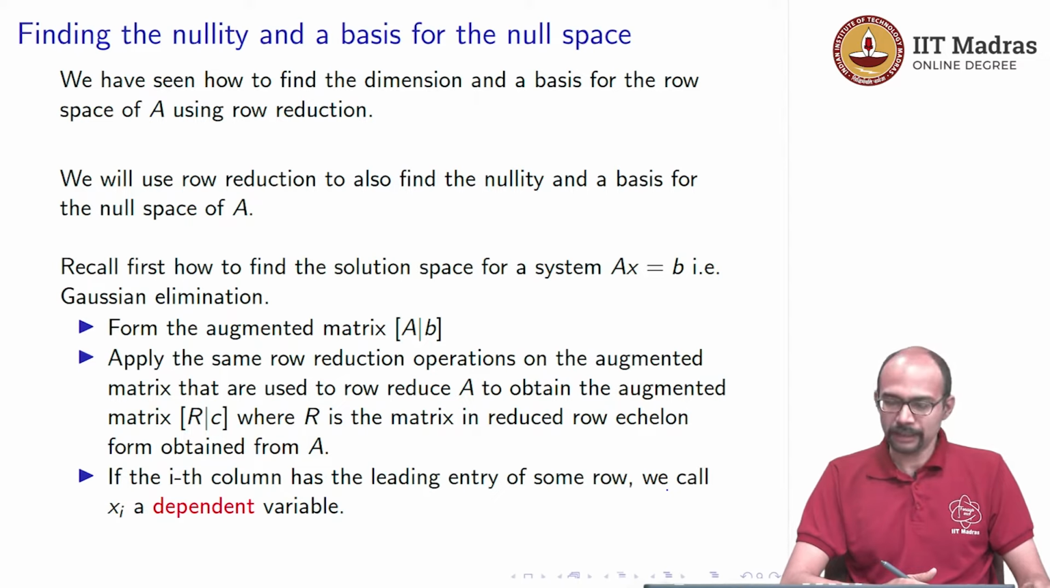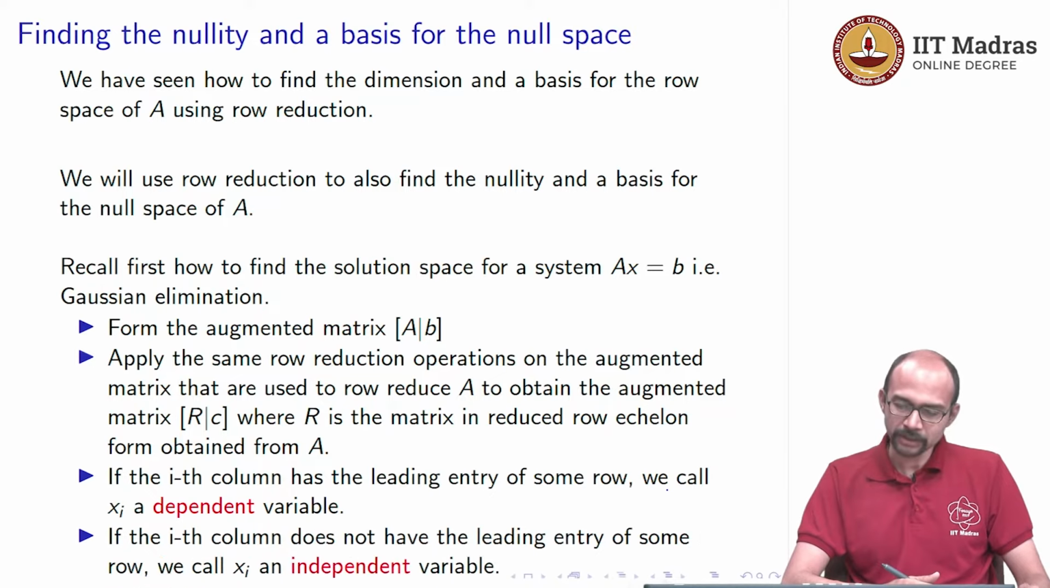So, keep that in mind as we go ahead, that is crucial to what is going to happen. If the ith column has the leading entry of some row, then we call xi a dependent variable, and if the ith column does not have the leading entry of some row, we call xi an independent variable. By leading entry we mean the first one, right. It starts with the 1, the leading entry is always a 1. So whichever column has that 1, the corresponding variables are called dependent variables, and the others are called independent variables.